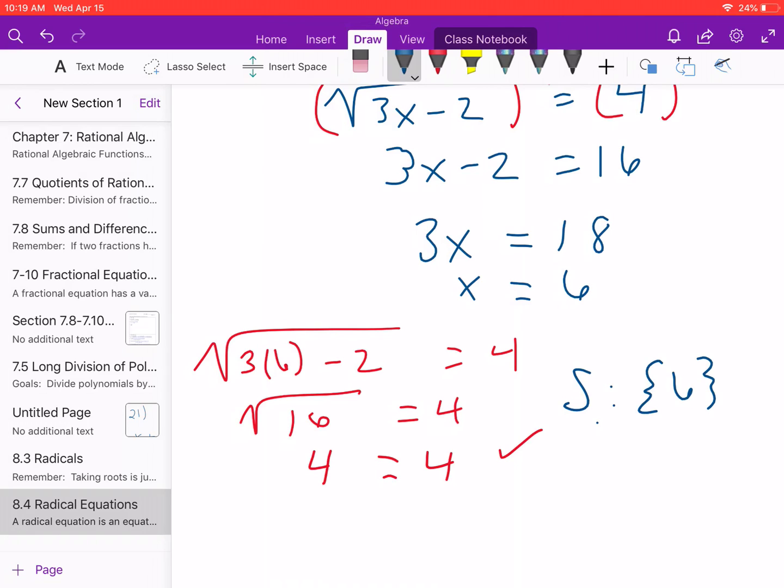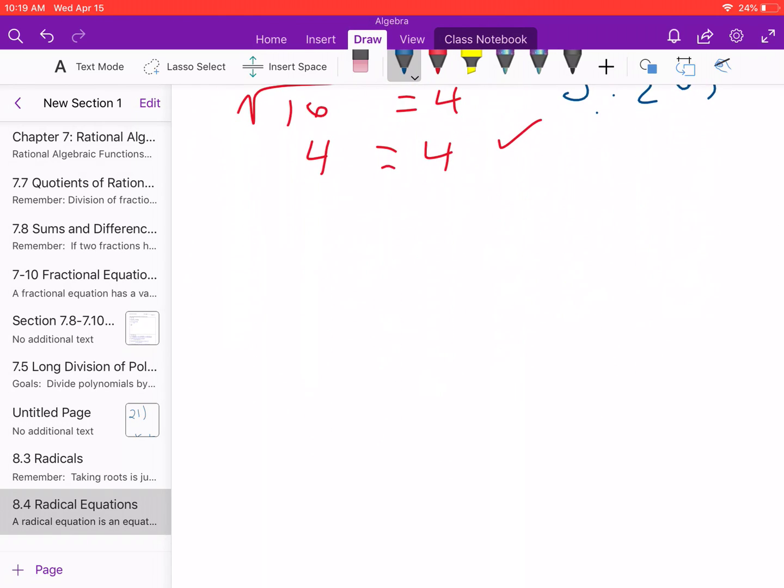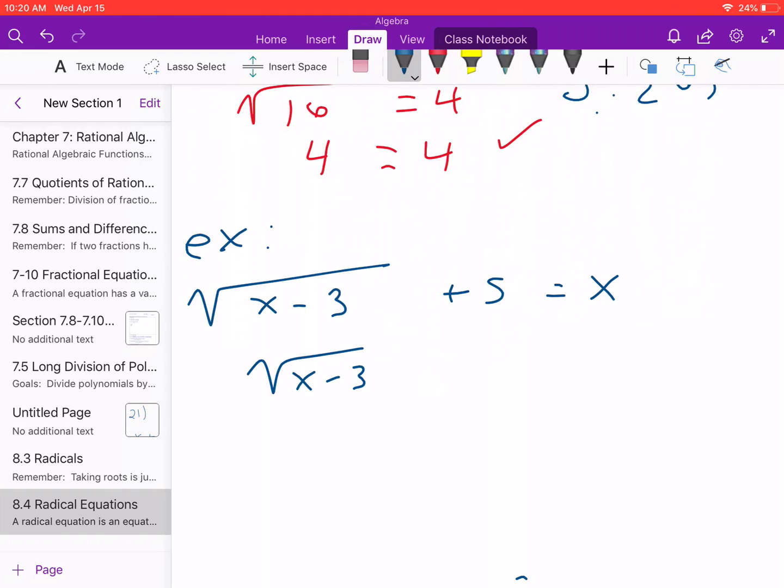And let's take a look now at one where maybe one of the solutions is extraneous. In this example, we're going to be asked to solve and check for the square root of x minus 3 plus 5 equals x. I need to isolate my radical. I will have the square root of x minus 3 equals x minus 5. Now, both sides of the equation need to be raised to the same power. To get rid of our radical, we need to raise it to the second power.